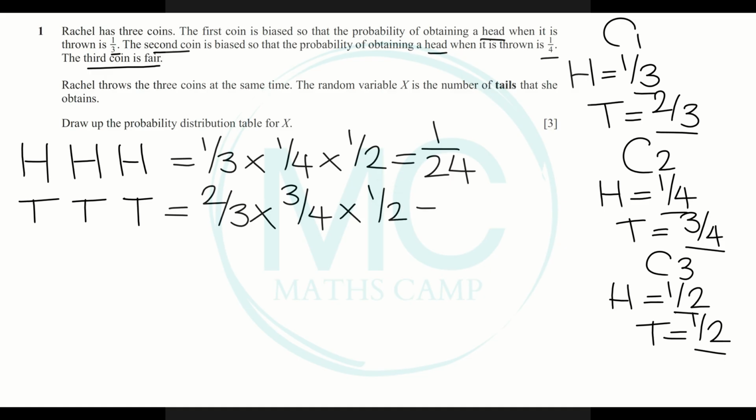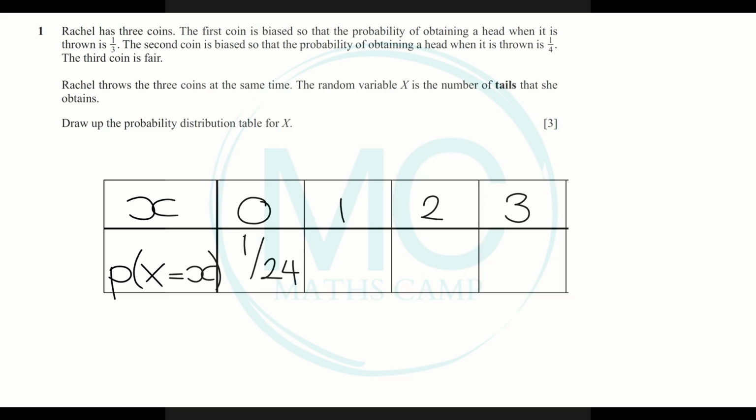Let's multiply these together. 2 and 3 gives me 6, over 24. Now, when working with distribution tables, there's a high chance you may need to add your fractions together. And it's easier to do this when you have the same denominator in each fraction. So in this case, I'm going to leave my fraction as 6 over 24. But if you want to, you can simplify it to 1 over 4. Let's put this into my table as well. 6 over 24.